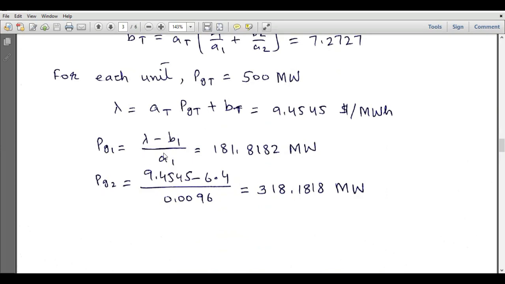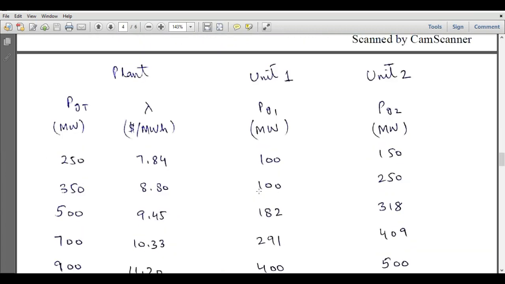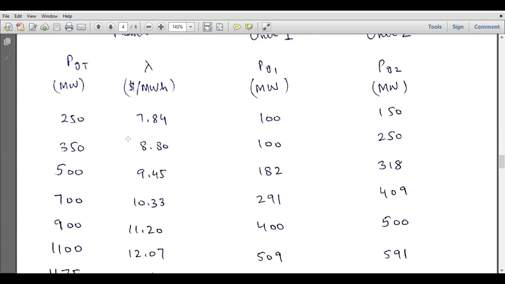This is our lambda, B1, A1, and here we will use B2 and A2. So these are the two values of PG1 and PG2, and if we add these two values, we will get this 500 megawatt. So this is how load sharing can be calculated, and for each amount of total load, this load sharing is shown in this table.